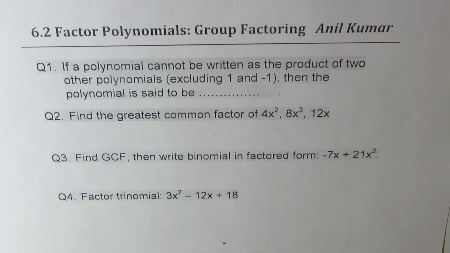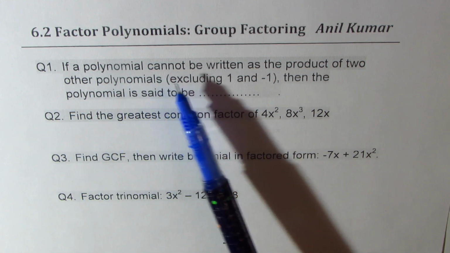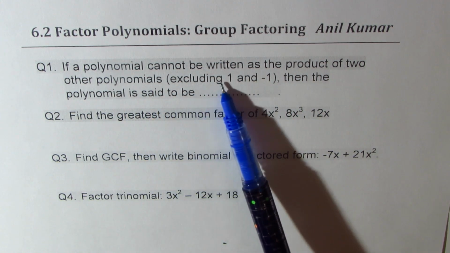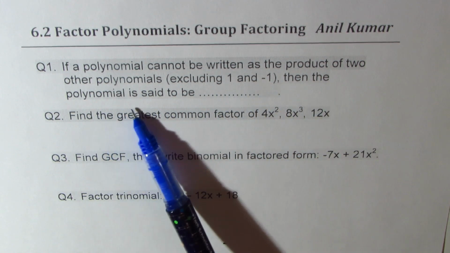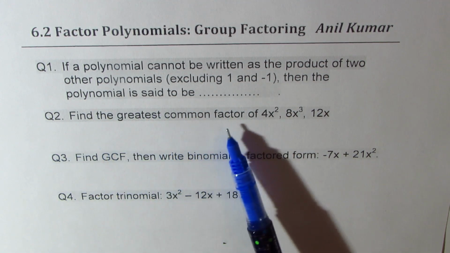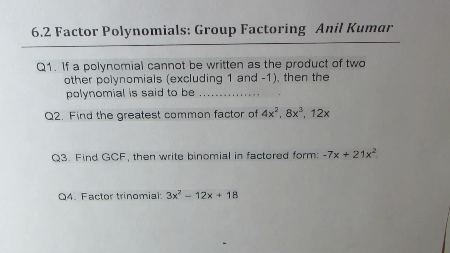Question number 1. If a polynomial cannot be written as product of two other polynomials, excluding 1 and minus 1, then the polynomial is said to be what? Question 2. Find the greatest common factor of 4x squared, 8x cubed and 12x. Question 3. Find greatest common factor. Then write binomial in factored form minus 7x plus 21x squared. Question 4. Factor trinomial 3x squared minus 12x plus 18.